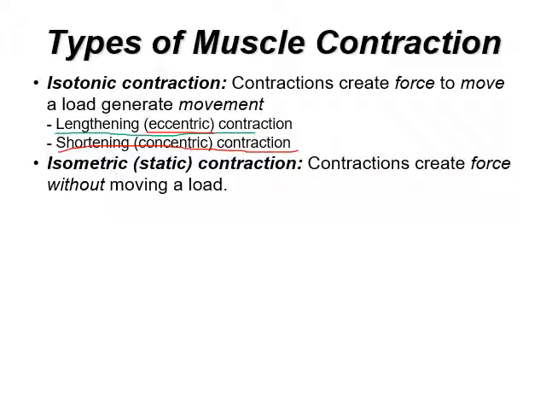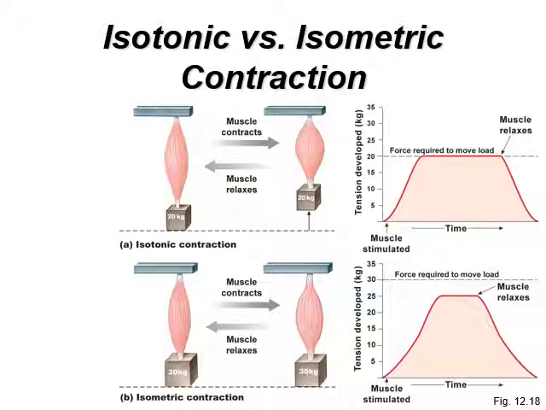Okay, and then isometric would be the example where I can't even lift the weight. My muscle is contracting, but I'm not changing size. Therefore, isometric, same size. Here's a visual representation. You can see the isotonic. What's happening? Muscle contracts because I'm able to overcome the load. Okay, and you get shortening of the muscle.